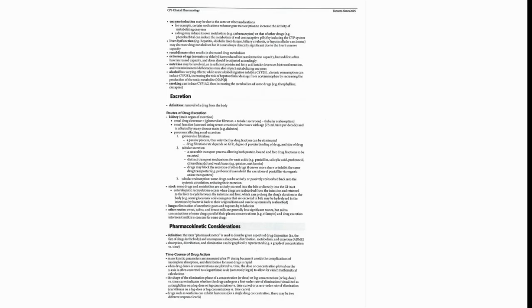Number 6, alcohol. Alcohol has both acute and chronic effects. Alcohol ingestion temporarily inhibits CYP2E1, slowing metabolism. Chronic alcohol consumption induces CYP2E1. A clinically important consequence involves acetaminophen. Chronic alcohol users produce more of the toxic metabolite NAPQI, increasing the risk of severe liver injury, even at therapeutic doses.